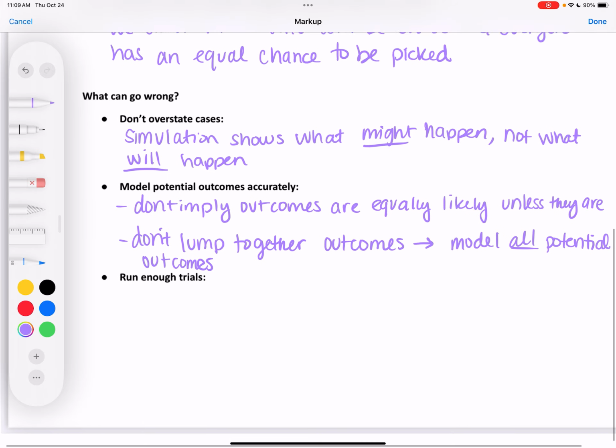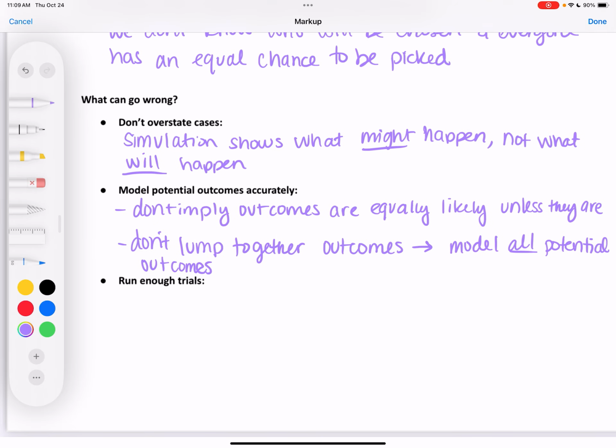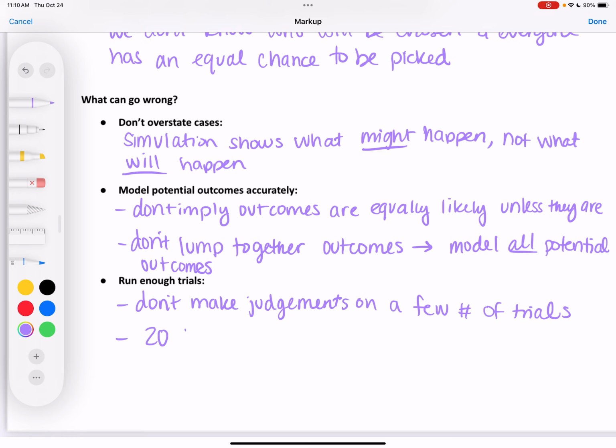And then run enough trials. We talked about this yesterday. Don't make judgments on a few number of trials. Now, there are going to be times where I tell you just to run 3 or 5 for the sake of time. But if we're doing something by hand, we want to run 20 trials.